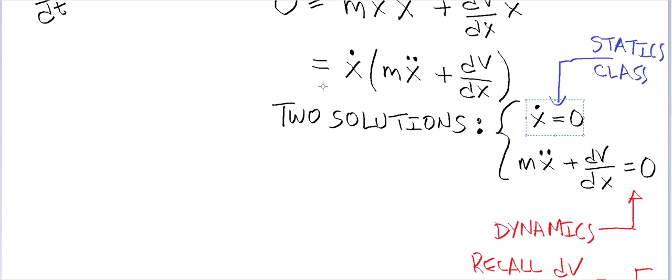One is if x dot is equal to 0, and that is typically what you expect in an engineering statics class, something that a civil engineer might take, right? Typically there you don't want buildings to move. The parenthetical part of this, that m x double dot plus dV/dx is equal to 0 solution, that's what we mean by dynamics.